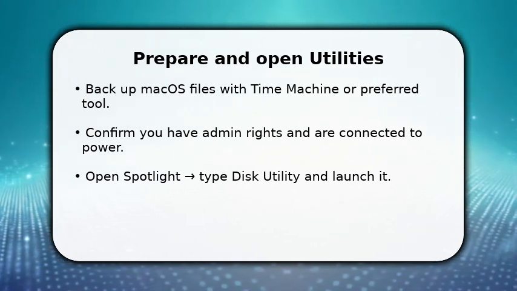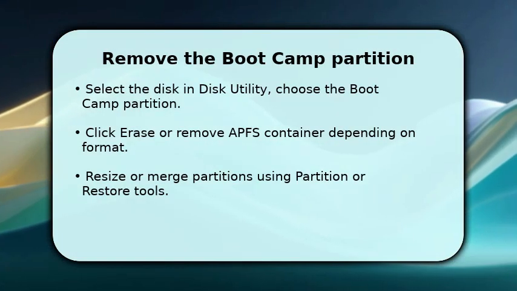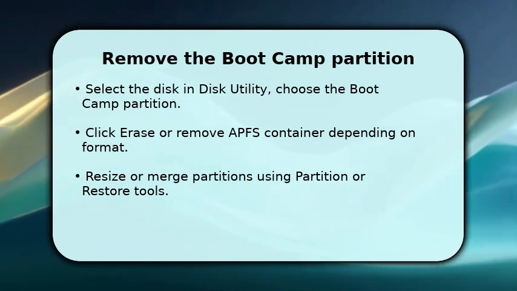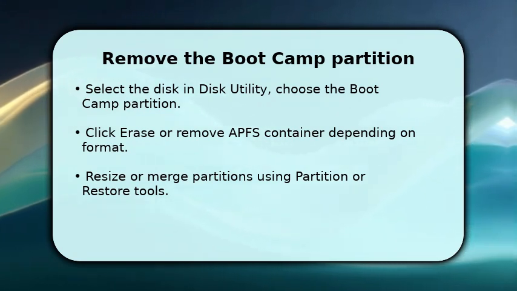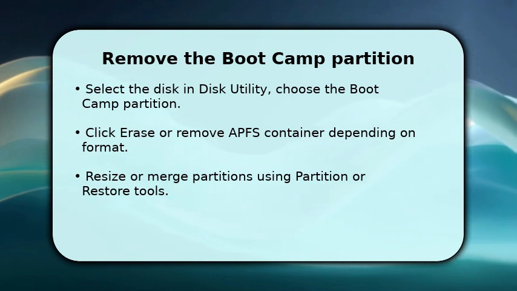You will remove the Bootcamp partition carefully. First, select the physical disk in Disk Utility and identify the Bootcamp partition, often labeled Bootcamp. If formatted as NTFS, choose Erase to reformat or use the partition tool to remove it.